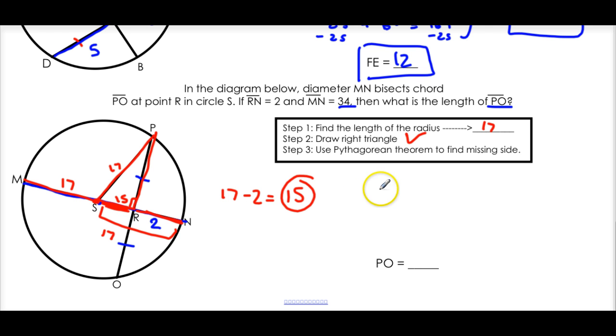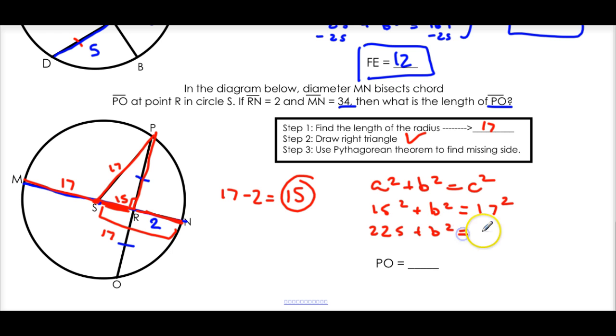Well, now let's just do our solving. A squared plus B squared equals C squared. A is 15 squared. C is going to be 17 squared. Let's do some solving. 225 plus B squared is equal to 289. I'm going to subtract 225 from both sides.